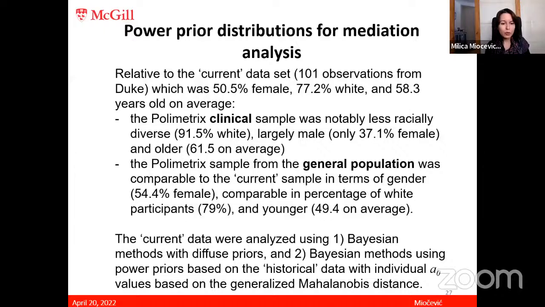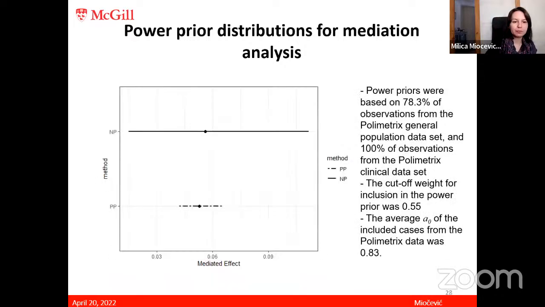So we used Bayesian methods to analyze these data. First, we analyzed the data with diffuse priors. So we simply took the 401 observations from Duke and analyzed the data with a diffuse prior. And then we used power prior distributions based on Polymetrics data with individual values of A0 based on the generalized Mahalanobis distance that was computed using the three covariates I mentioned, as well as variables x, m, and y.